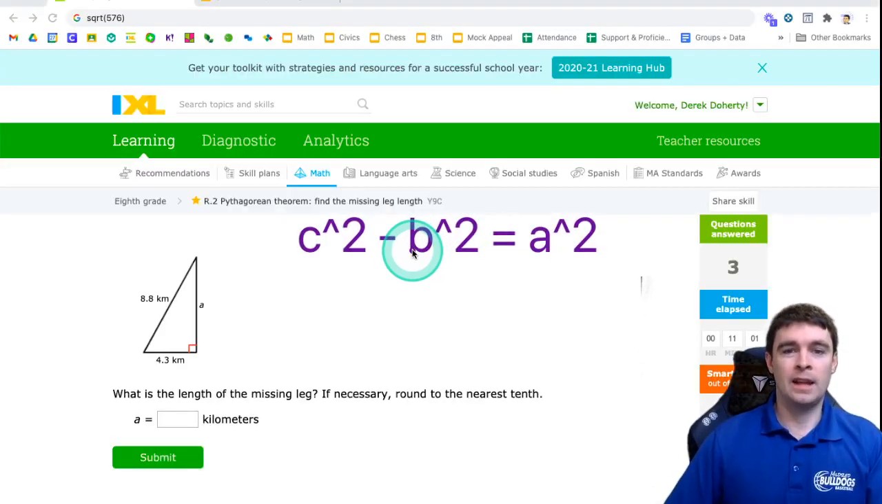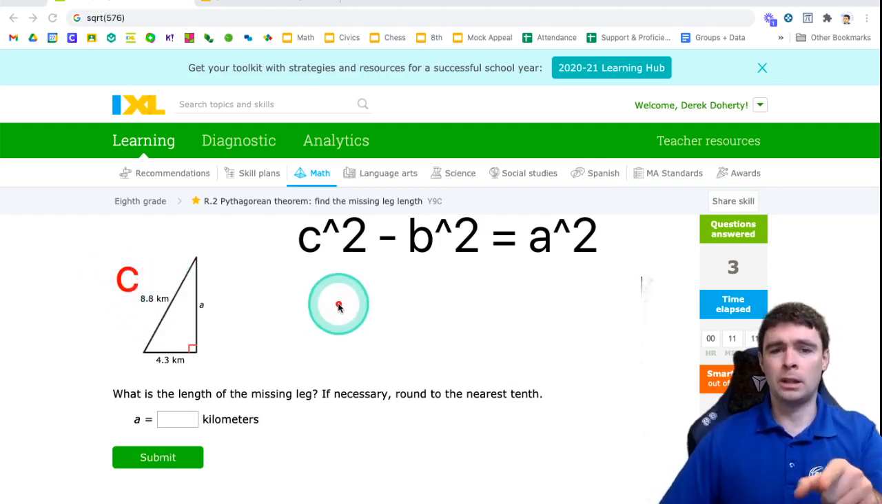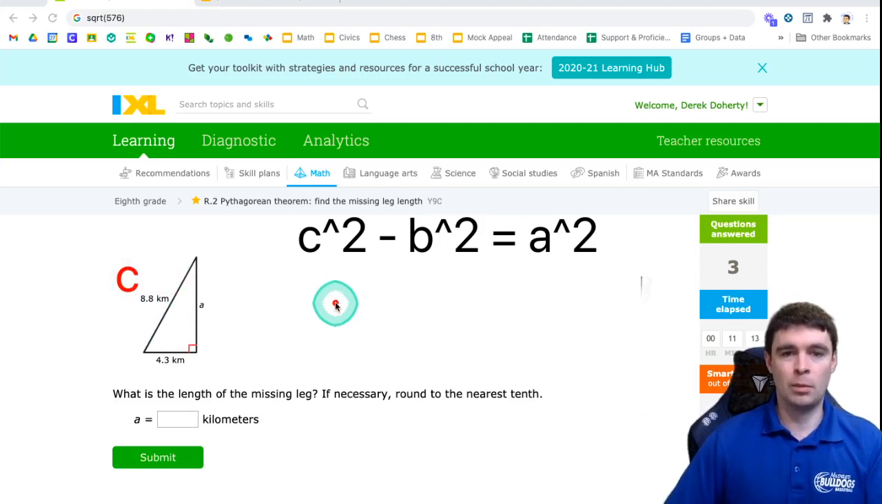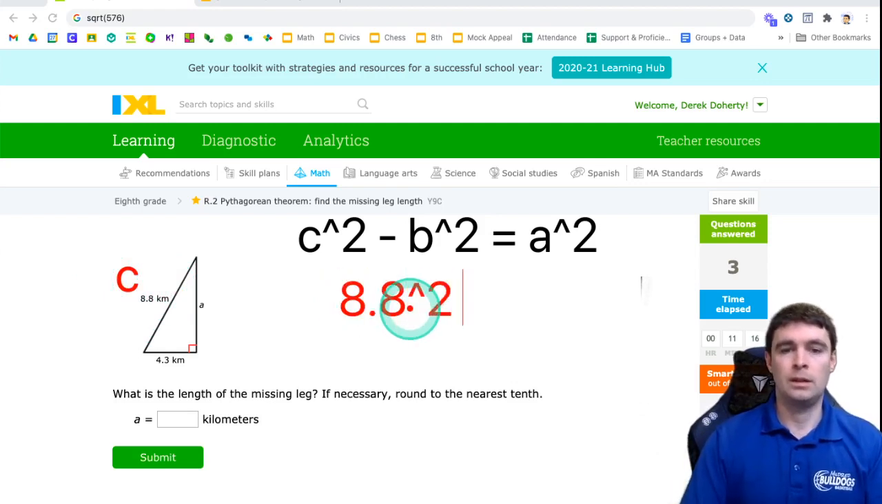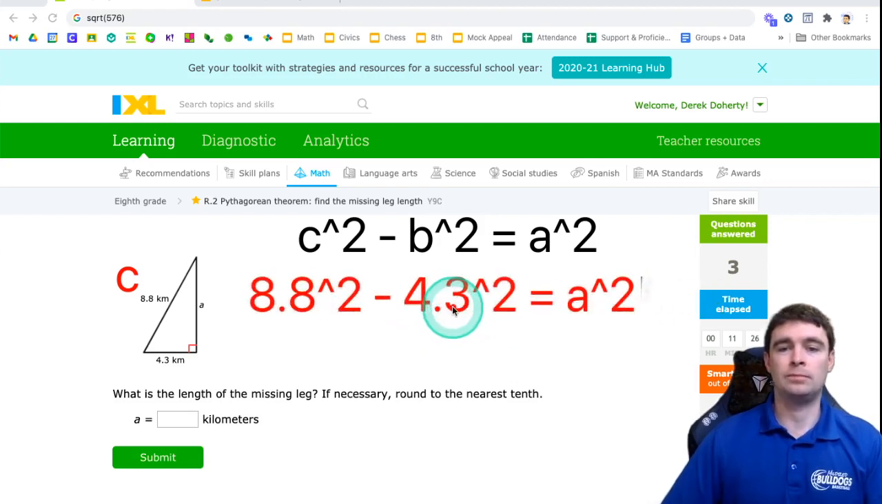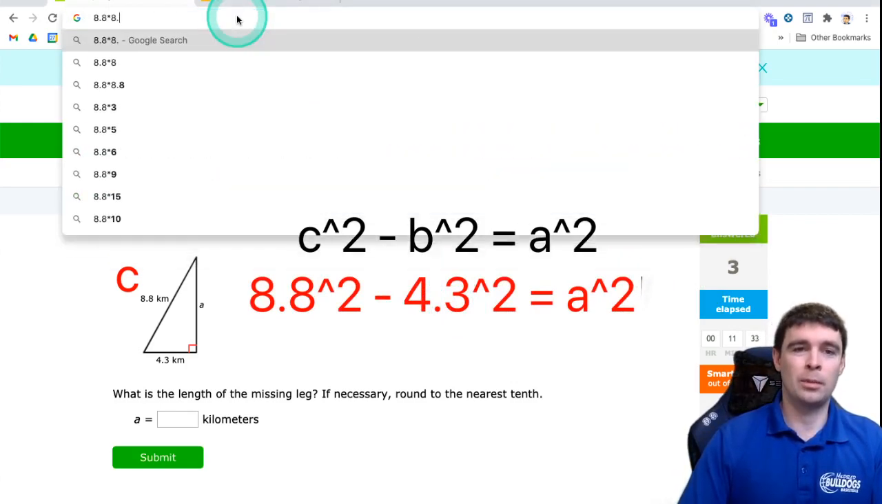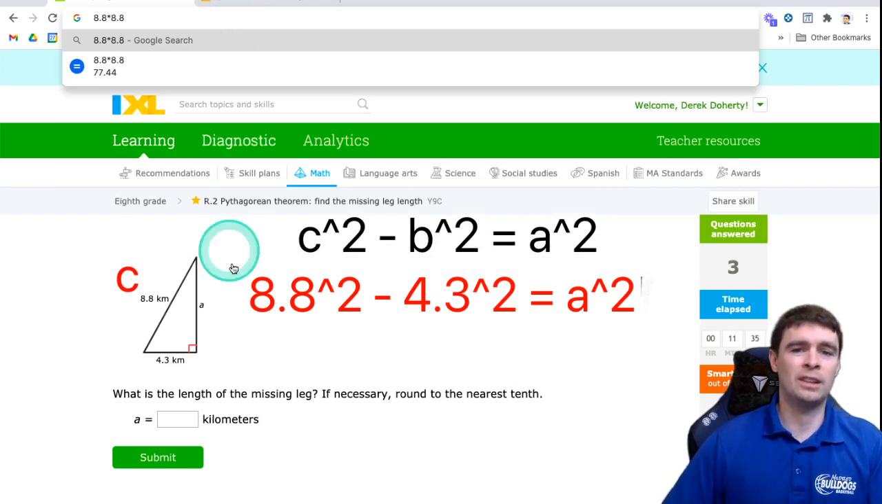Now, at that point, I'm going to go ahead and plug in my numbers. 8.8 is the biggest side, that is C. So we're going to go ahead and label the 8.8 as C on our triangle and plug in that 8.8 into the equation. 8.8 is going to have to be squared. 4.3 is the B. That's also going to be squared and subtracted from the square of 8.8. And that will be equal to a squared. I'm going to use a calculator for this just because I don't know what 8.8 times 8.8 is off the top of my head, or 8.8 squared. It gives me 77.44.